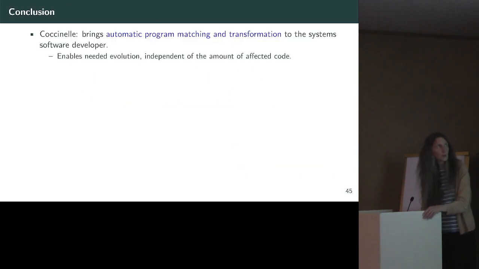So in conclusion, we have automatic program matching and transformation, making it accessible to the systems developer. It lets people do the kinds of evolutions they want to do, especially for security impact issues. It becomes even more important to make the changes, independently of the amount of affected code. Of course, we still have to look through all the changes and be sure they're okay. We also have to get all the maintainers of all that different code on board with a change, which can be another challenge. There's a lot of discussion in the Linux kernel community about how that could be done better.